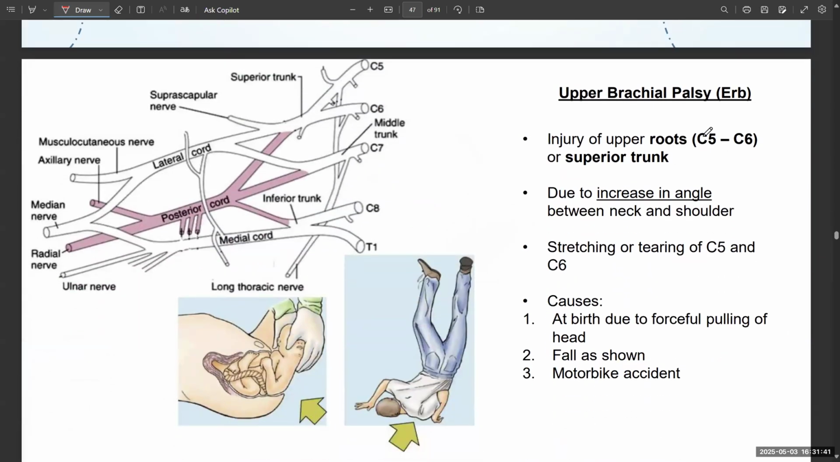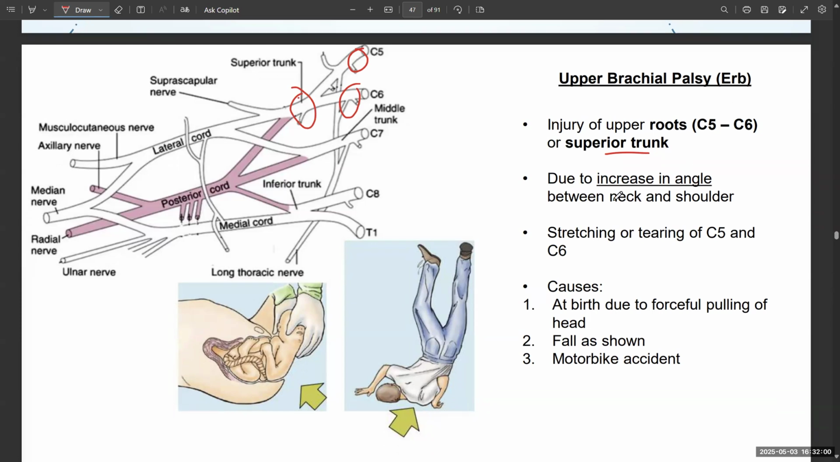We have the upper brachial palsy, okay? So injury of the upper roots C5 to C6 or the superior trunk. If you see here, you have C5 and C6, and they join to make the superior trunk. So if you injure C5, if you injure C6, or if you injure the superior trunk, you're going to get an Erb's palsy. This is due to the increase in angle between the neck and the shoulder.